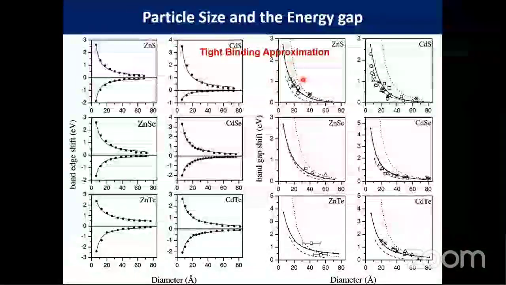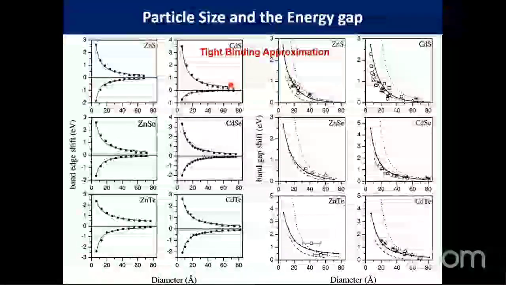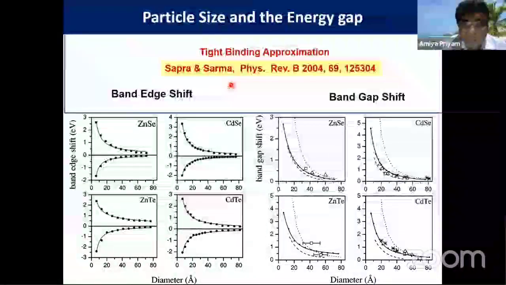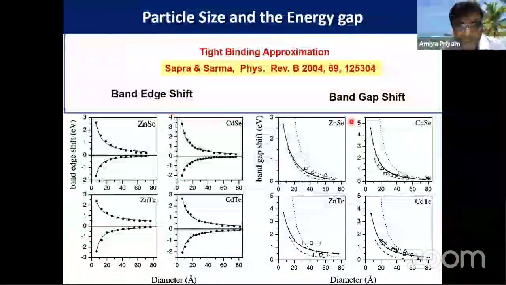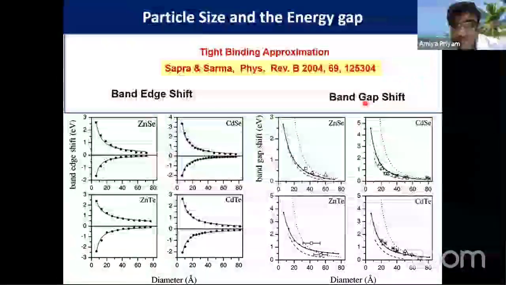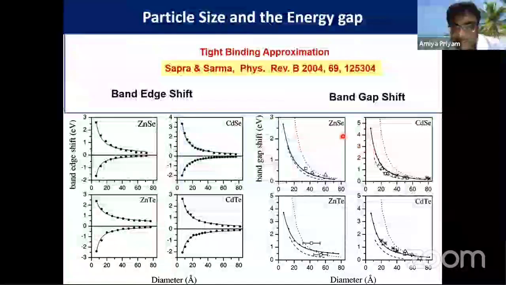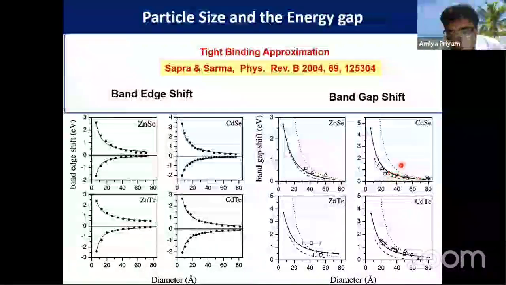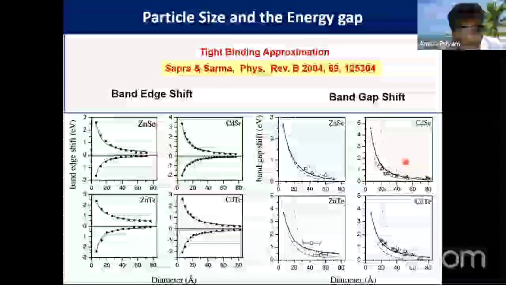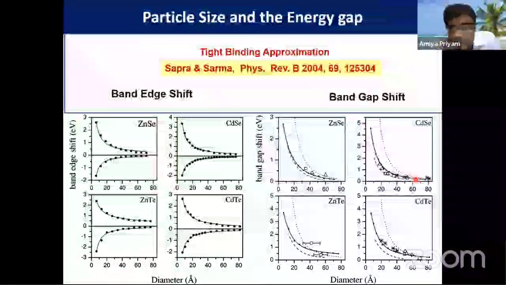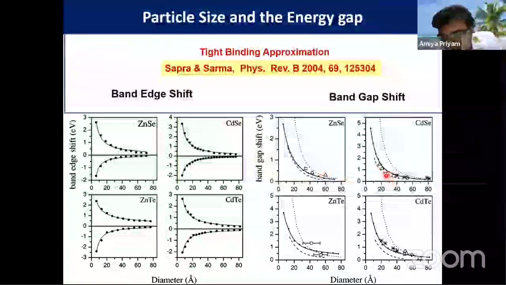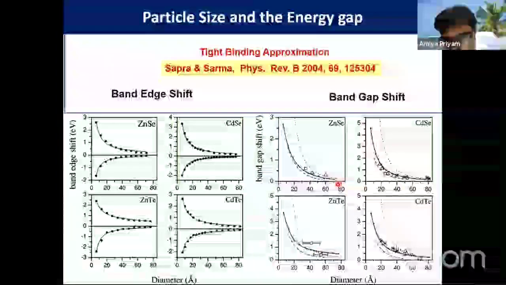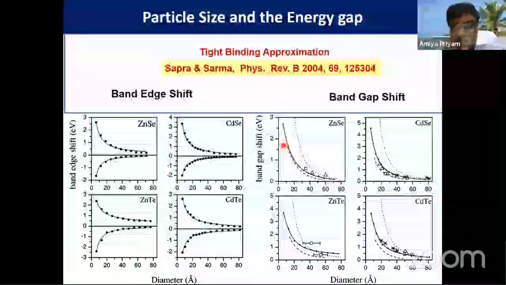So this is zinc sulfide. What we are seeing here is the shift in the band gap. This is the kind of profile, and the one in the center, the dark line that you are seeing, is the tight binding approach. The other two lines are effective mass and pseudo potential theories. The crosses, these points that you are seeing, are experimental results.